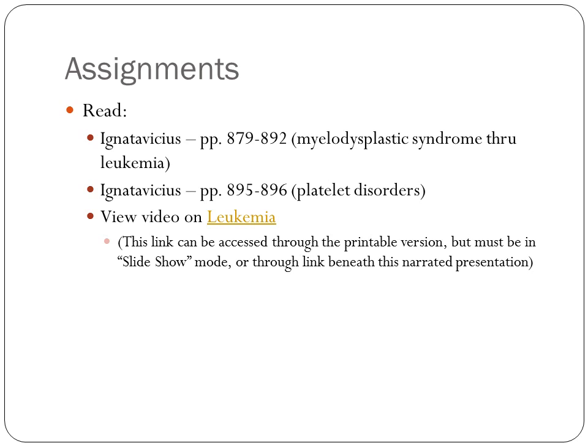The associated reading assignments for this section are in your IGGI textbook, and this is out of edition 7. If you have an older edition, you're going to have to use the index and find the corresponding pages. But in the 7th edition, you'll read page 879 through 892, specifically the topics from myelodysplastic syndrome all the way through leukemia, and then pages 895 to 896 regarding platelet disorders.